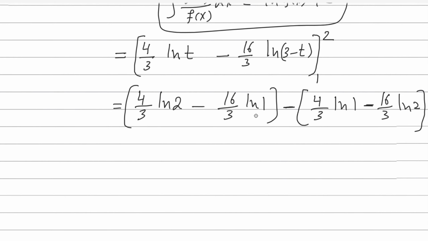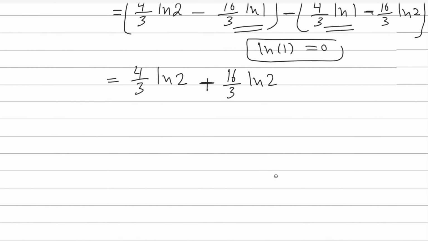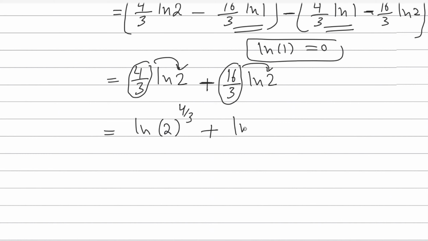We know that log 1 is 0. So this will be 0 and this one is 0 as well. So it is left with only 4 over 3 log 2 and minus. This minus and that minus make it plus, so it will be 16 over 3 log 2. By using the law of logarithm, this multiple becomes a power. So you can write log 2 power 4 over 3 plus log 2 power 16 over 3.